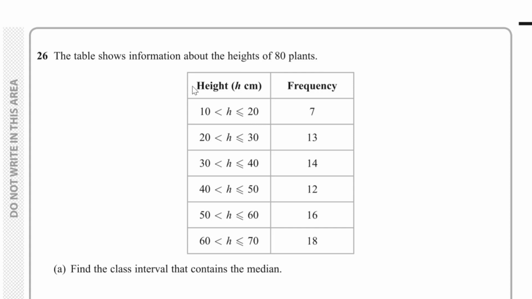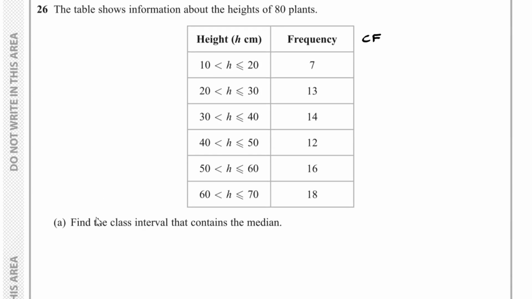Question 26. The table shows information about the heights of 80 plants, and we have to find the class interval that contains the median. Well, first of all, we have to find the cumulative frequency. We can find the position of the median. So to find the position of the median, we have 80 divided by 2, which is 40. So we want the 40th value. So where does the 40th value lie?